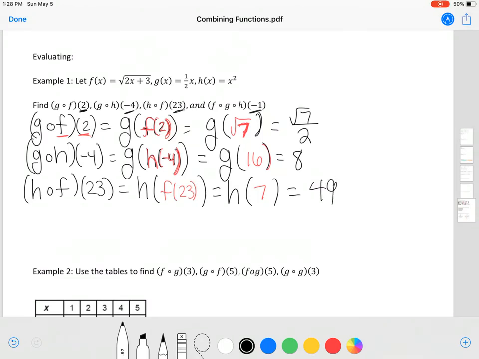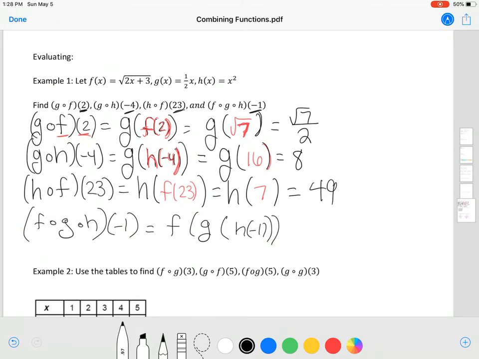Okay, last example, I have 3 functions that I'm composing. It's the same thing we've been doing, we're just going to do it with 3 functions now. So f is going to be on the outside, g is going to be in the middle, and h of -1 is going to be on the very inside. That's the innermost function. So we're going to start with h of -1 first. I'm going to take -1 and plug it into the x squared, which is a positive 1.